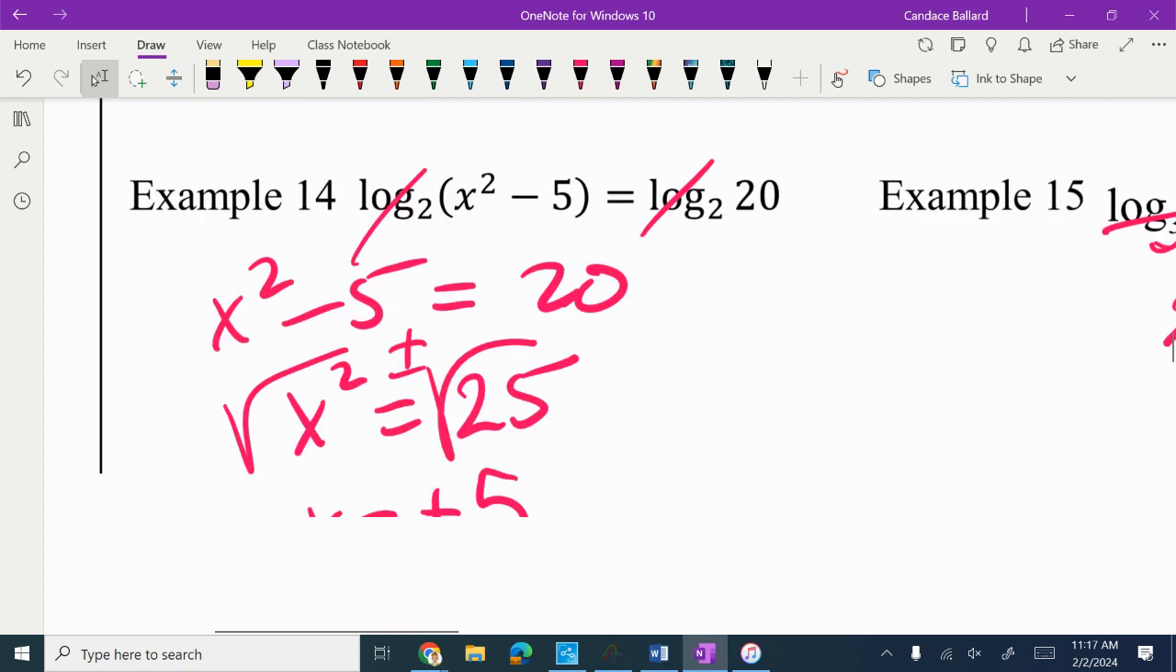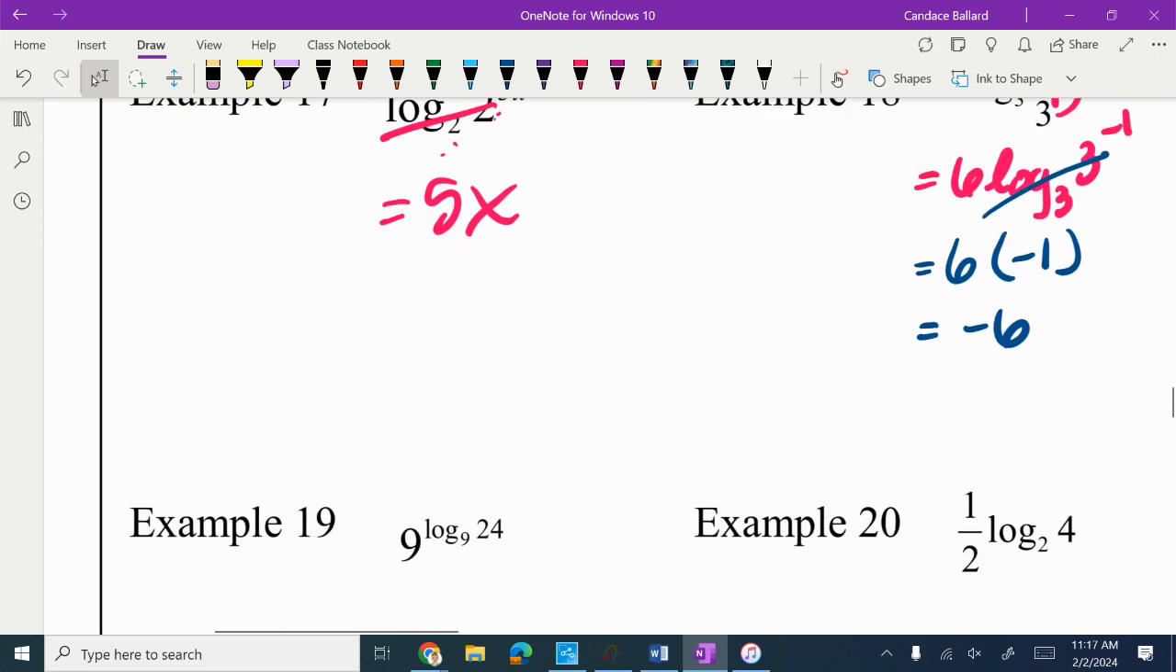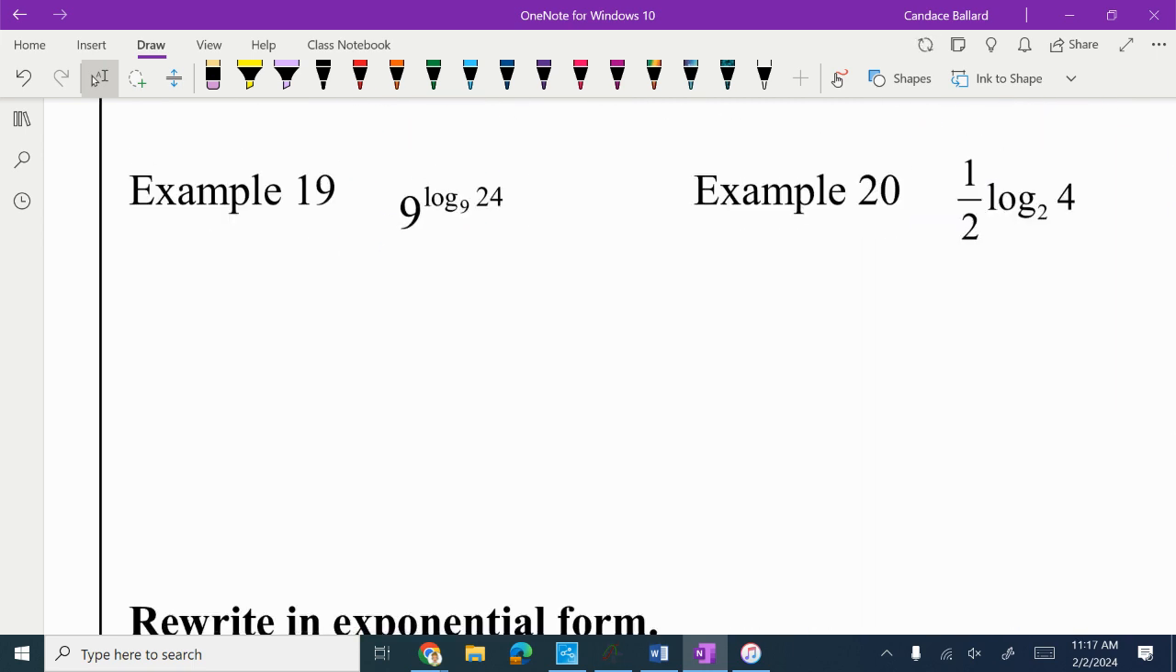So as I'm scrolling, do the canceling, right? All right, we've got log base 9 to the log base 9 of 24. What happens? What cancels? 9 and log 9. What's left behind? 24. Perfect.